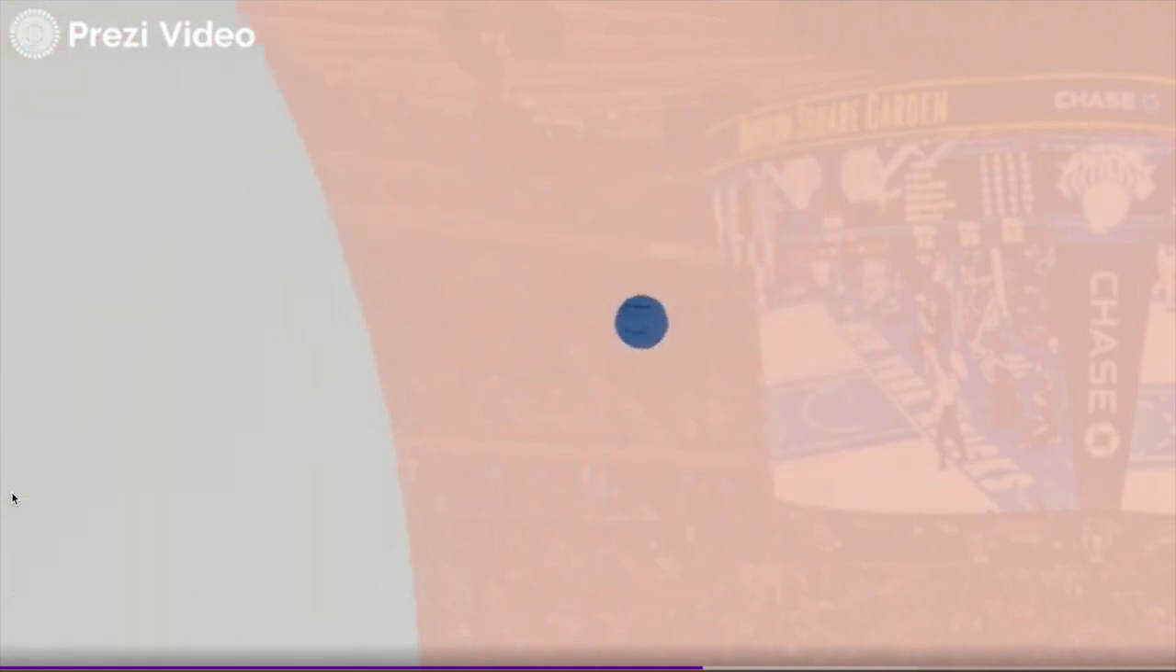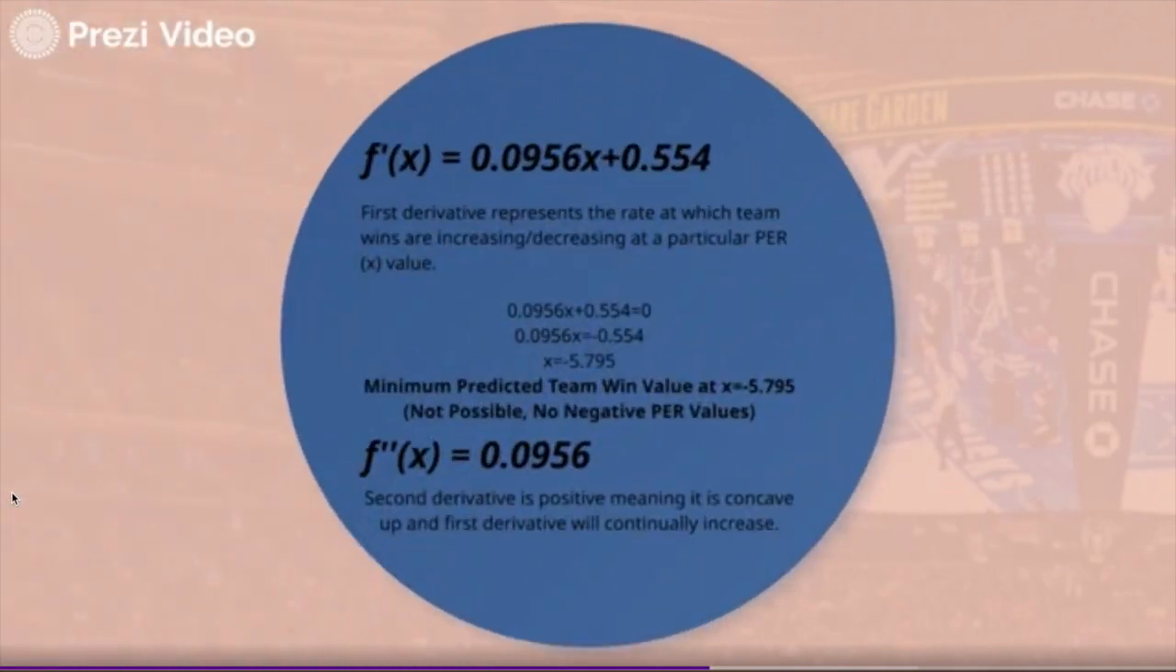When it comes to evaluating the data through derivatives, the second derivative is positive, meaning that the fit line will have a minimum value. The minimum is not a possible x value, as the first derivative will continually increase as long as the second derivative is positive.